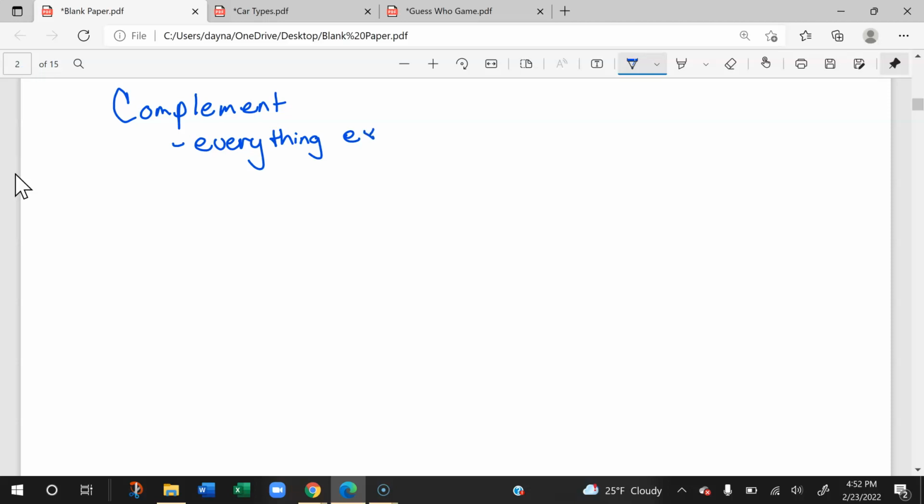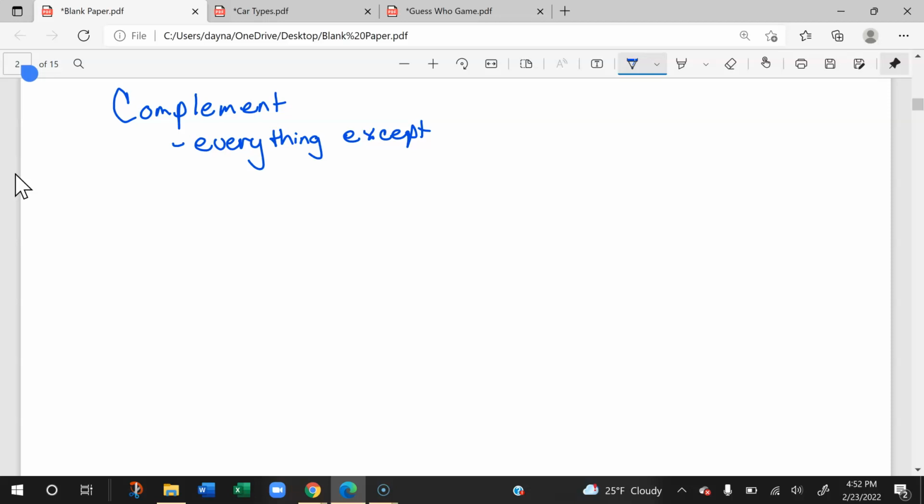We've been talking about basic probabilities. We looked at some compound probabilities using the contingency tables. Now I want to look at what is considered the complement. And whenever we talk about the complement, this is basically everything except that item. So everything except.